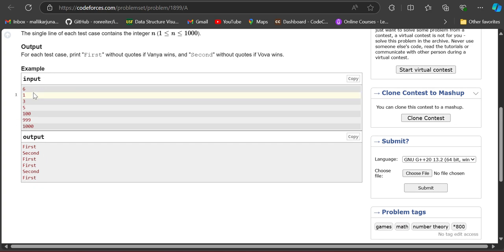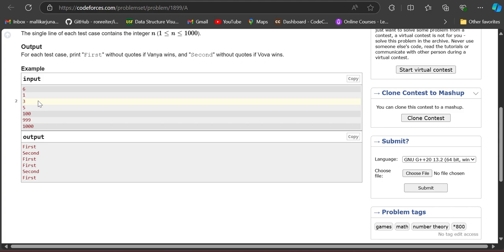So for the first test case, n is 1. If I add one to it or subtract one from it, I can get 2 or 0. One is not divisible by three, but zero is divisible by three. So Vanya wins. So the first one is clear.